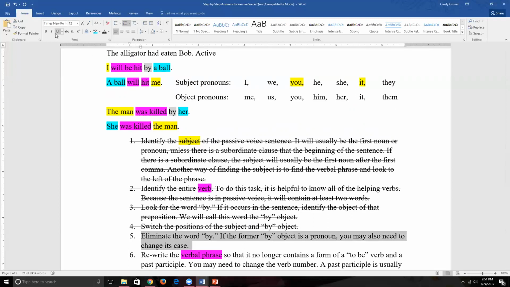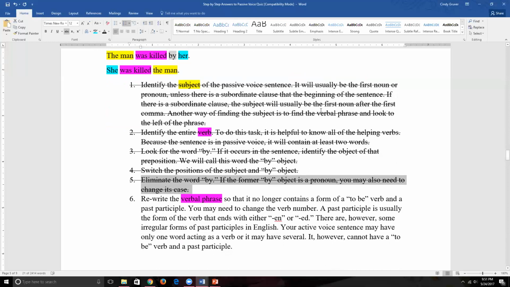So now we're ready to rework the verb. In this case, again, we can just eliminate the to be verb, was. She killed the man. The man was killed by her. By making this one change, we've moved from active voice, past tense, from passive voice, past tense.